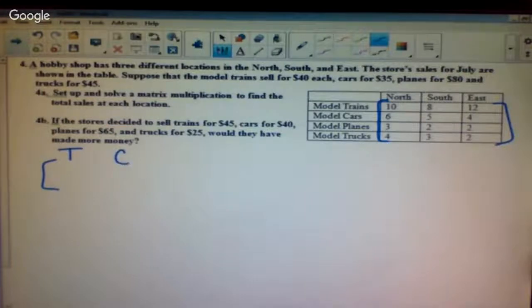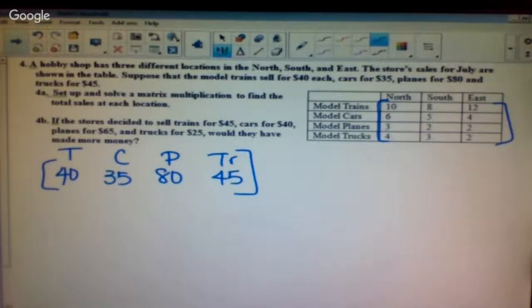Cars have to come second. Planes have to come third. And trucks have to come last. Okay? So, what goes in for trains? 40. Cars, 40. Planes, 80. And trucks, 45. Okay? And you would plug these into your calculator to get an answer.